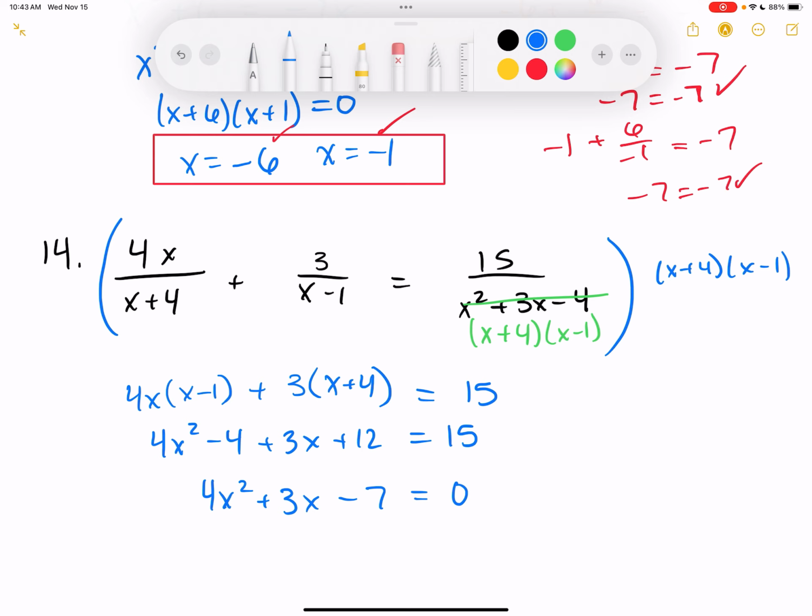No, wait. I'm still confused. Negative 4 plus 12 is 8, not that part. Before, the 4x times x minus 1, wouldn't that be 4x minus 4? Oh yeah, that's what I was thinking. Yes! I had that on my paper too. I had it on my paper and I erased all of it. I was like, oh.